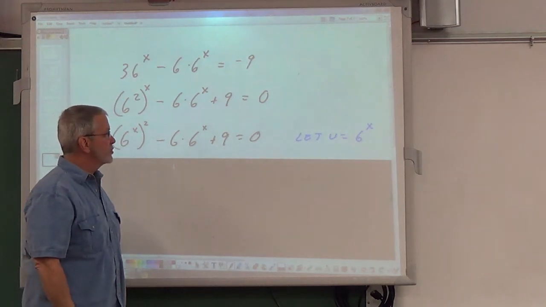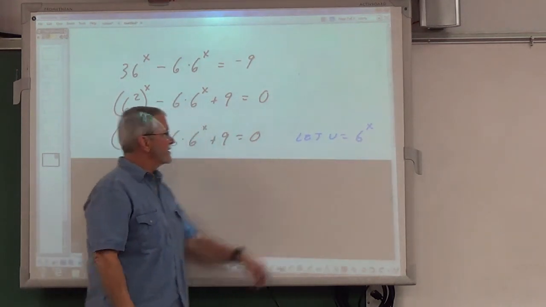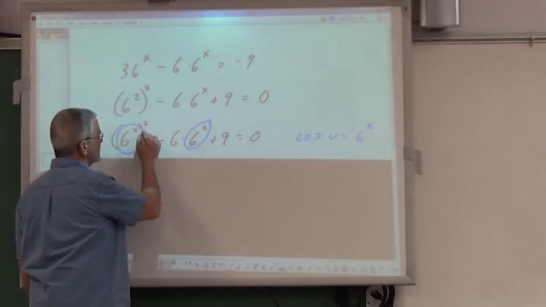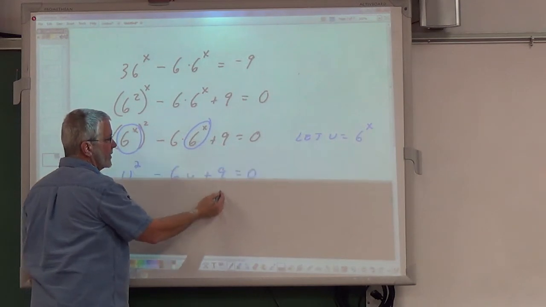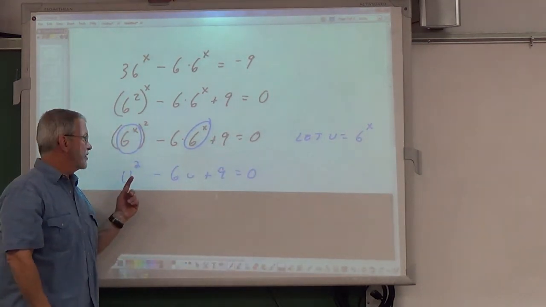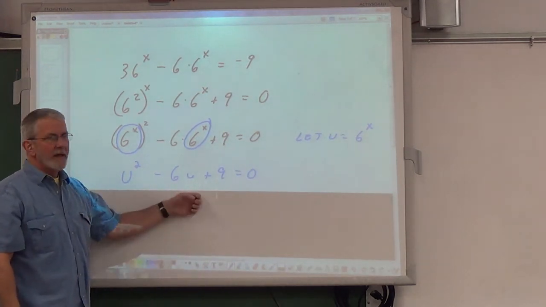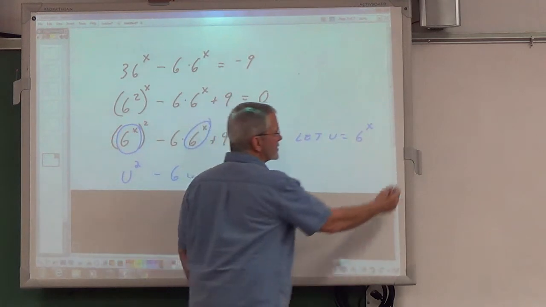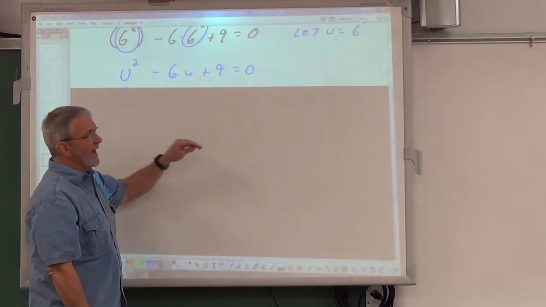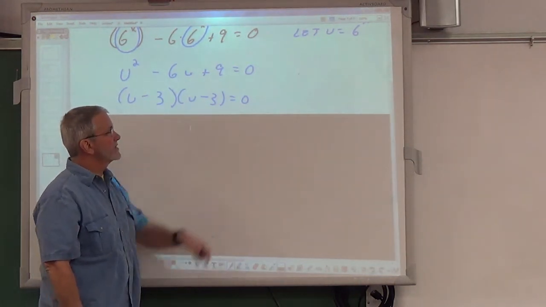What I'm going to do, and this is a trick that we do a lot in calculus, is some substitution here. I'm going to let u equal 6 to the x. So I'm going to put u in for this, and I'm going to put u in for this. What's that going to give me? That's going to give me this quadratic equation, u squared minus 6u plus 9 is equal to 0. This is an easy quadratic equation to solve. That thing factors into u minus 3 times u minus 3 is equal to 0.